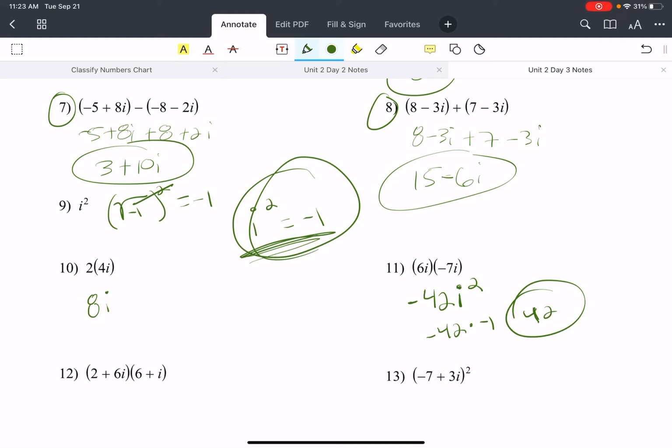Okay, let's look at that one again. First I just treat it like a regular x, and that's how I got the negative 42i squared. But now I remember that i squared is negative 1, and that two imaginaries are supposed to be a real number. So that i squared is the same thing as negative 1. So negative 42 times negative 1 is positive 42. Good?